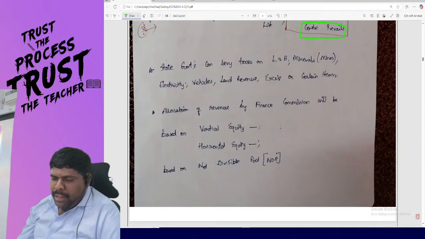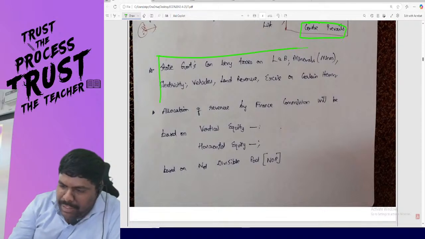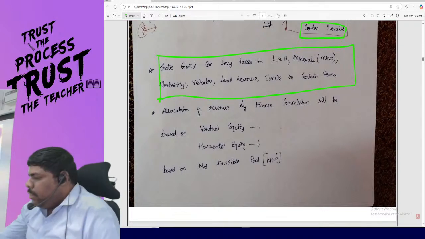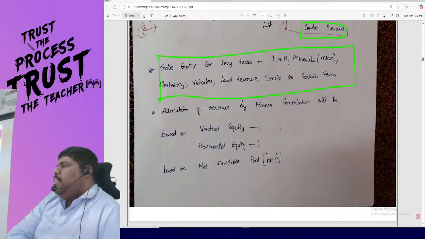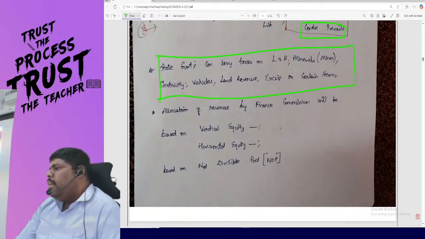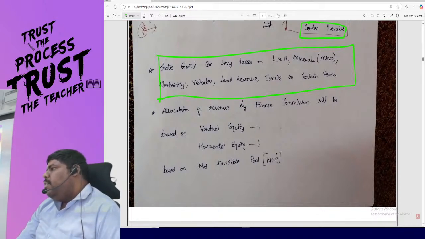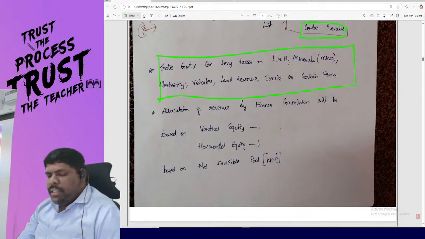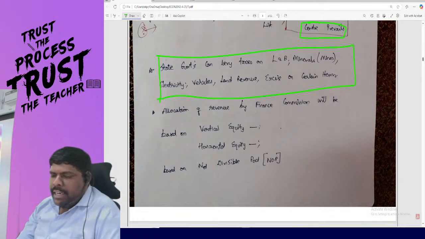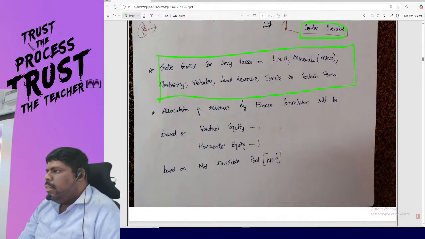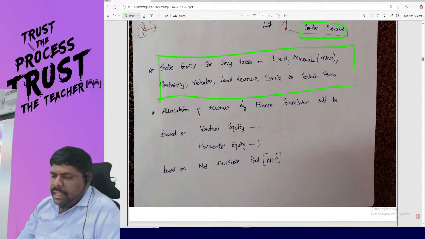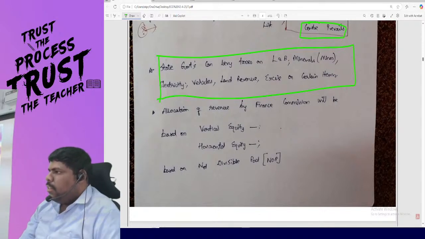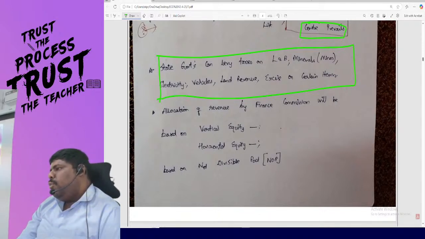Now listen. There is one major area in which every state government earns revenue. We know that after the implementation of GST, your revenue is not with you. It is given to the central government, and the central government shares a portion of the revenue with each and every state. But apart from this, each state has the power to collect taxes on certain items. The state governments can levy taxes on land and building, minerals, electricity, land revenue, and excise on certain items, with reference to our state alone.